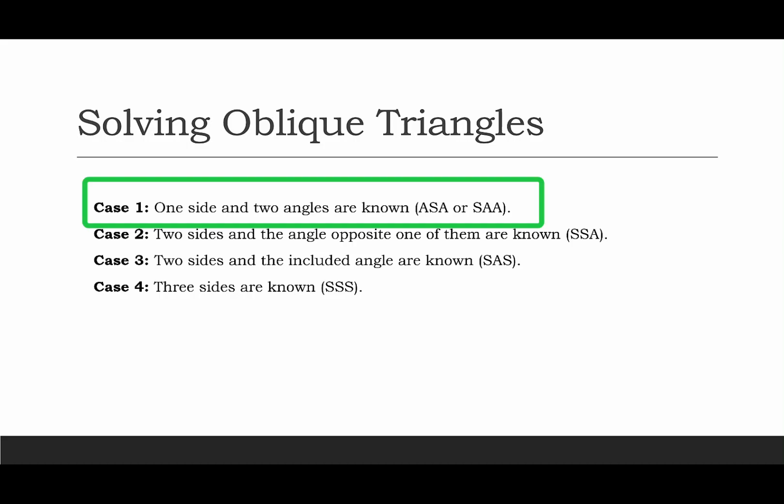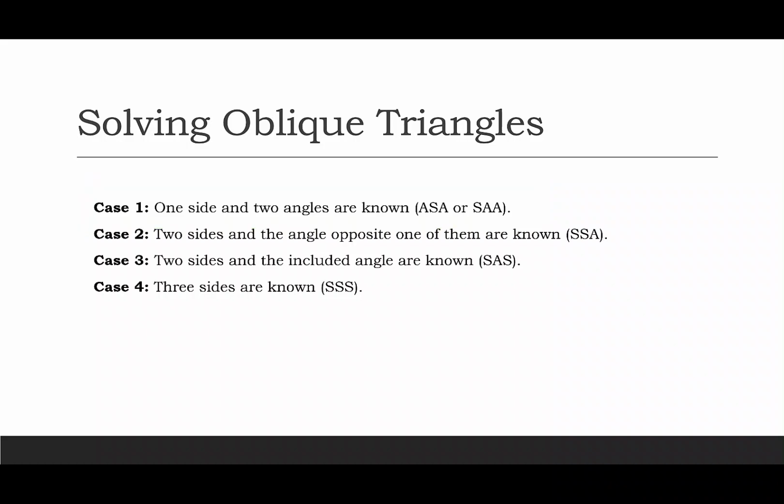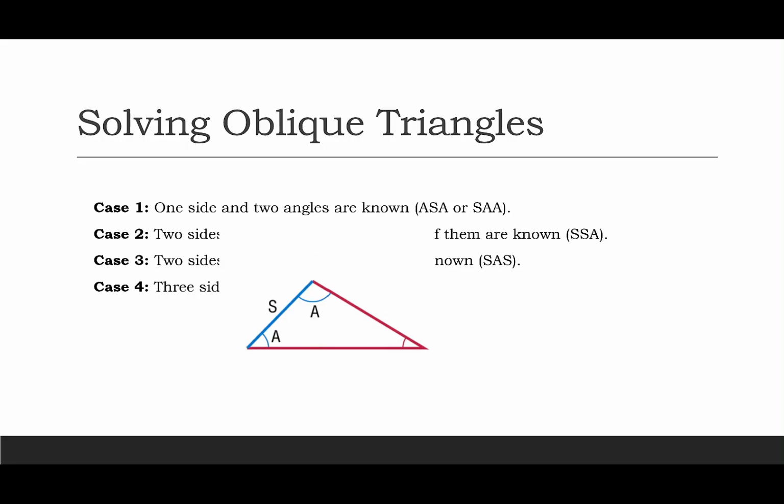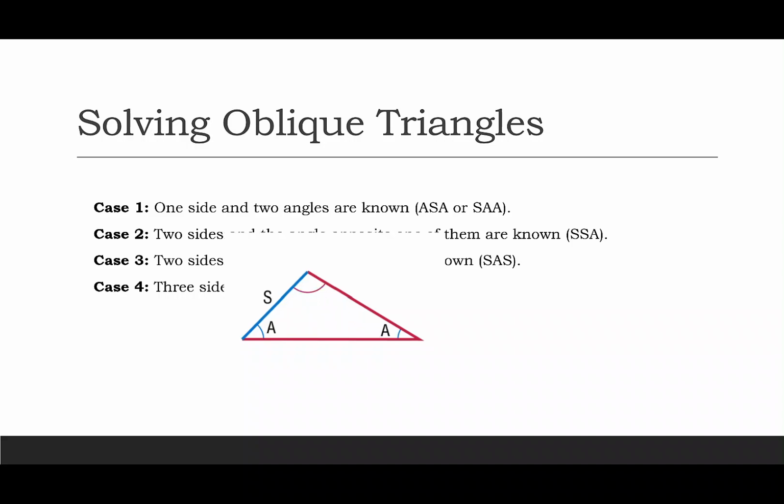Case 1, one side and two angles, is known as angle-side-angle or side-angle-angle. The difference between angle-side-angle and side-angle-angle is where the angles are located. If the side is between the two angles, we call it angle-side-angle. If the side is not included between the two angles, we call it side-angle-angle.